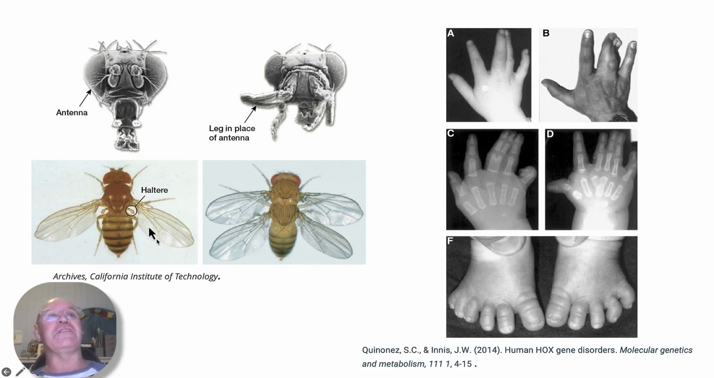So they learned about these genes by manipulating the genes on these flies, and for example, they were able to manipulate them such that another set of wings was grown, or that a leg grew where an antenna should be. This is in the Drosophila fly. But also, here are some examples of gene disorders of the human Hox gene.